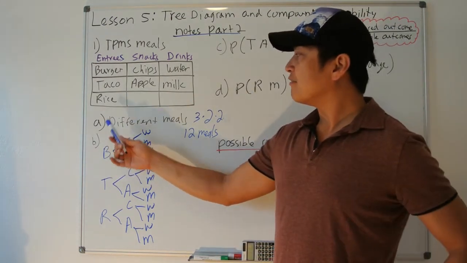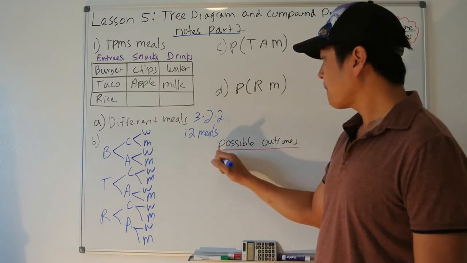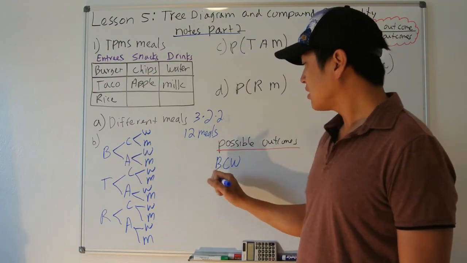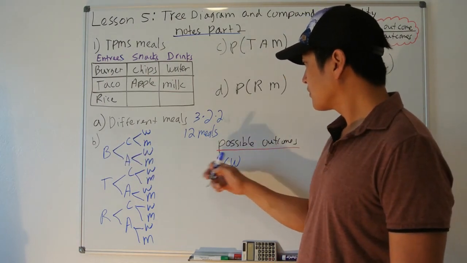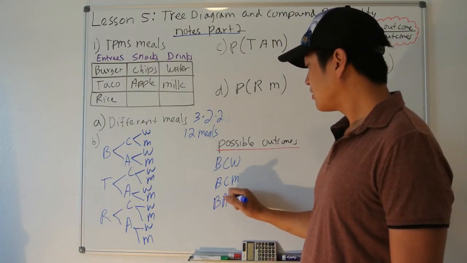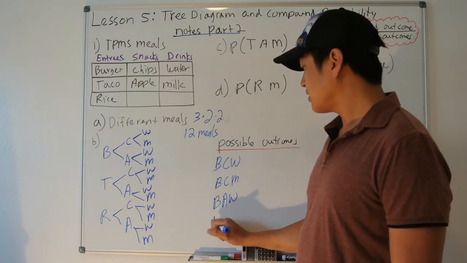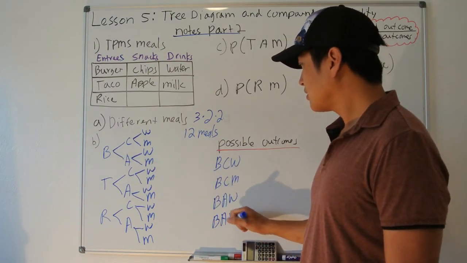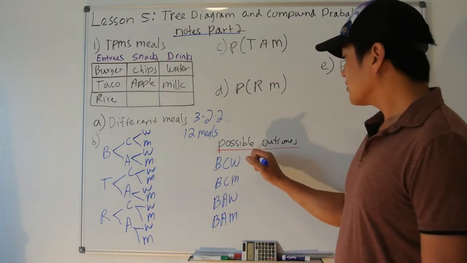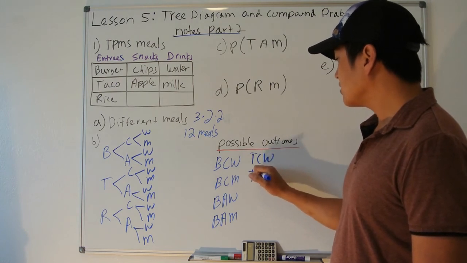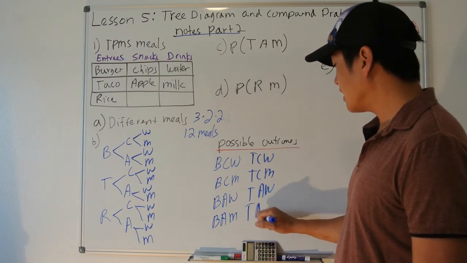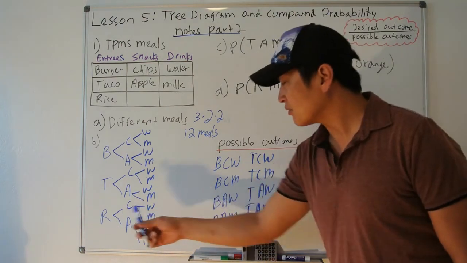So we have burgers, chips, and water. Burger, chips, and milk. Burgers, apples, and water. Burgers, apples, and milk. And so on. Same thing for tacos, chips, and water. I'm just going to go quickly. Taco, chips, and milk. Tacos, apples, and water. Tacos, apples, and milk.